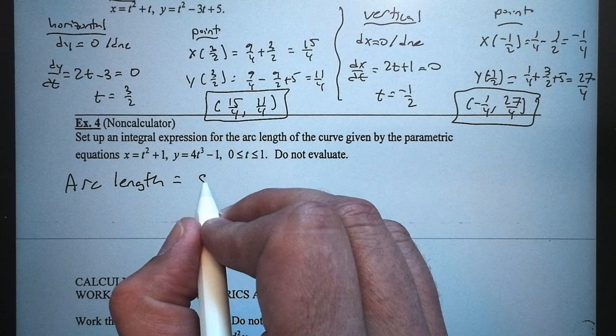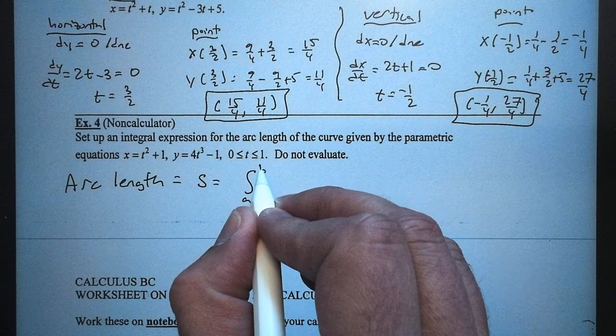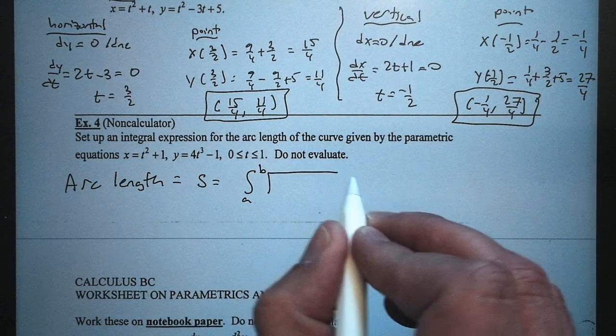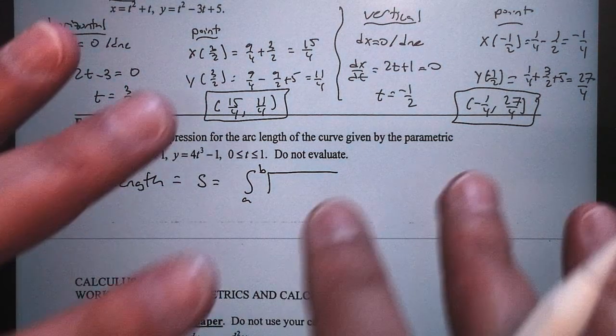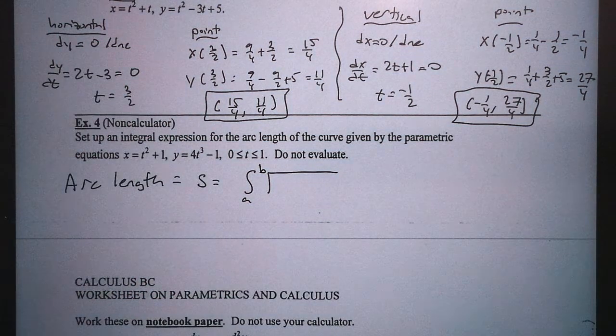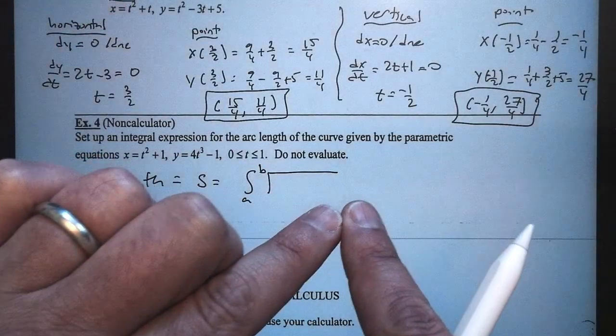Arc length, we're going to call that little s, is the integral from a to b, the square root of, now when we did the length of a function, or length of a curve, we did 1 plus f prime of x squared.